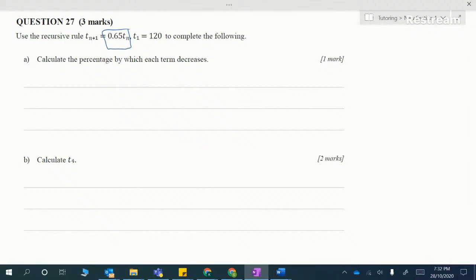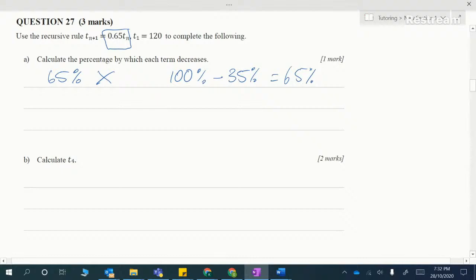Now, you might be tempted to put 65% because 0.65 as a percentage would be 65%, but you would be wrong because you're not decreasing it by 65%, okay? It would be 100% take away 35% leaves you with 65%. Okay, so it's actually a decrease of 35%, not 65%.